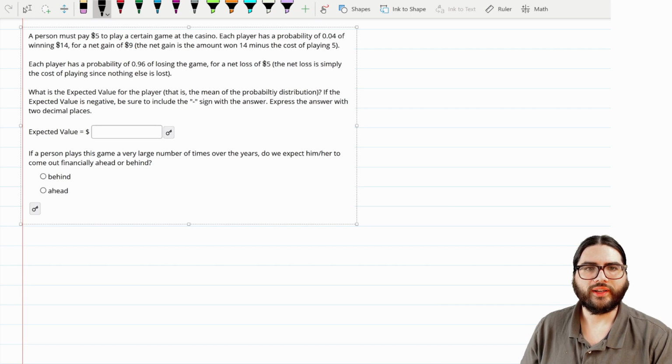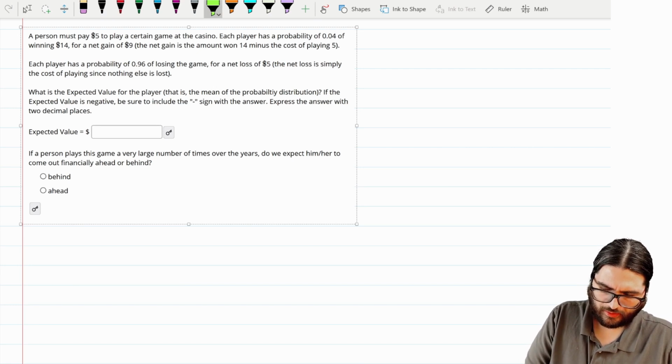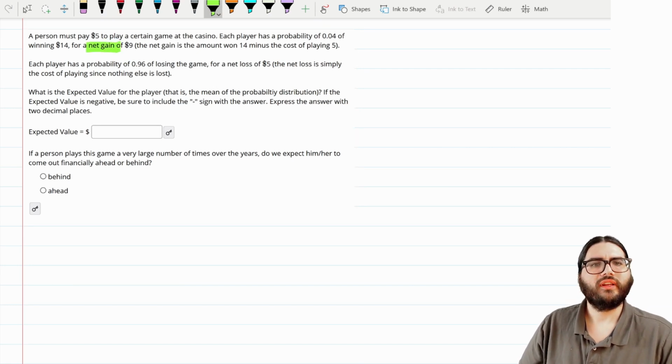That brings us to our final example. This is one of the word problems from the homework, and let's give it a read. So we've got a game here, and there is a probability of winning and losing. It's talking about winning as well as net gain. That's going to be important because when we set up our random variable, if we want it to measure how much we win or lose on the net scale, how much money we have in our pocket at the end, then we probably need to calculate the net gain or net loss.